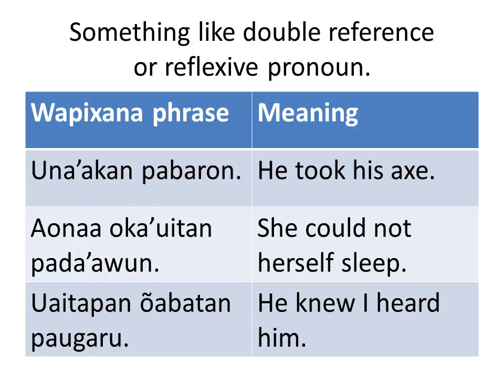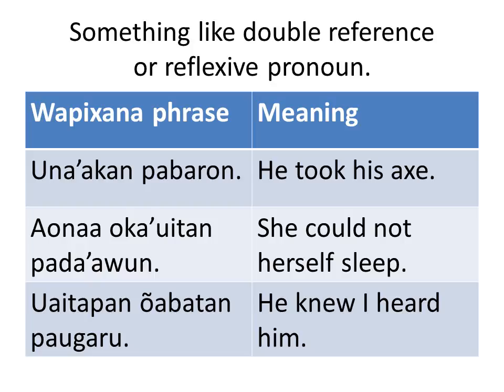So in this phrase you have una akan babaron. He took his axe. The u being he, and then the pa simply indicating or echoing the first pronoun.